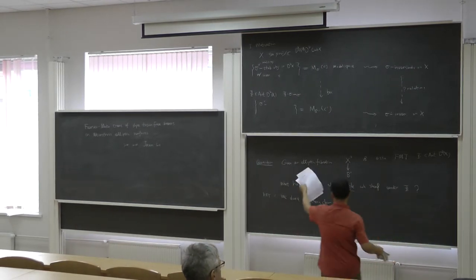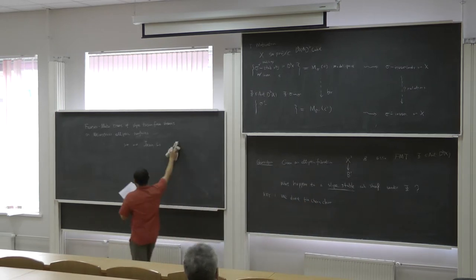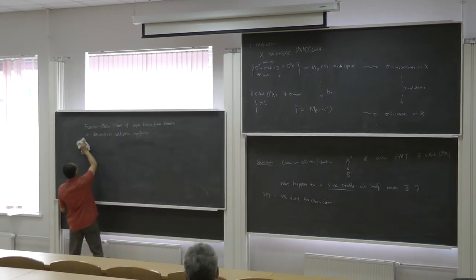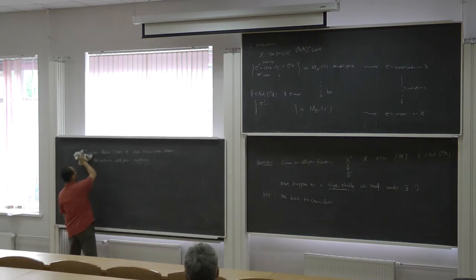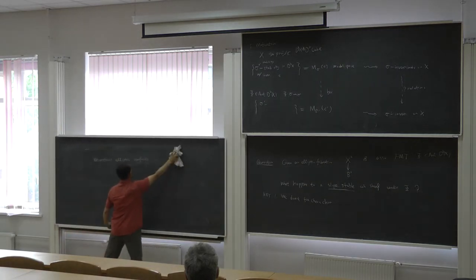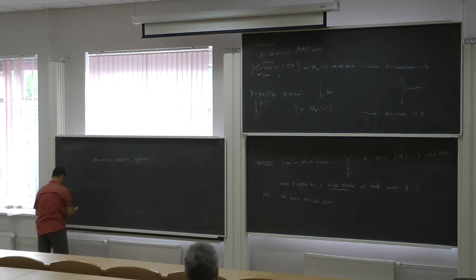Okay, let me move to here. So what's the meaning of Weierstrass elliptic surface? I think what I mean is here. Of course, it's the elliptic fibration, but I need a section.